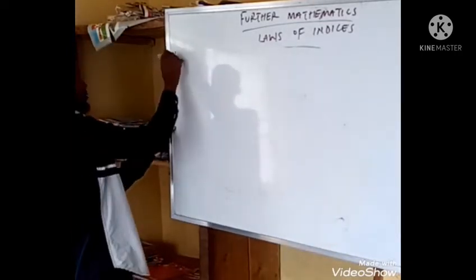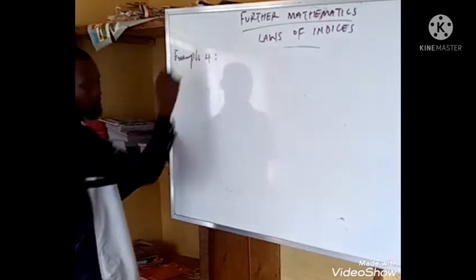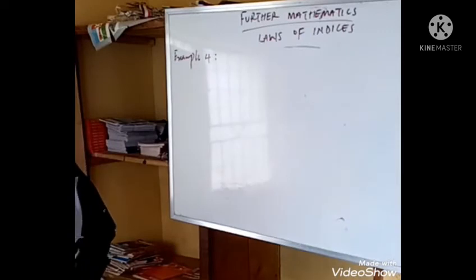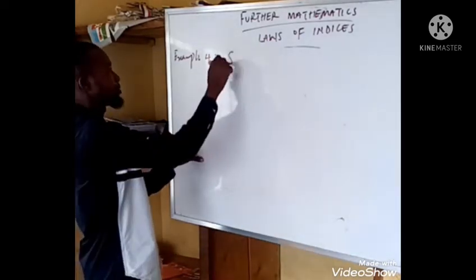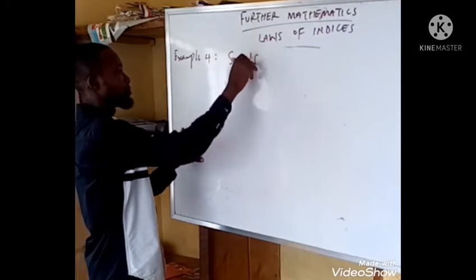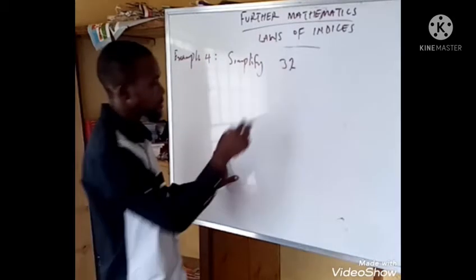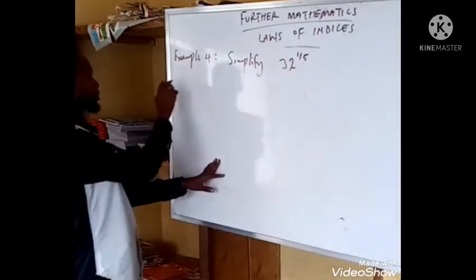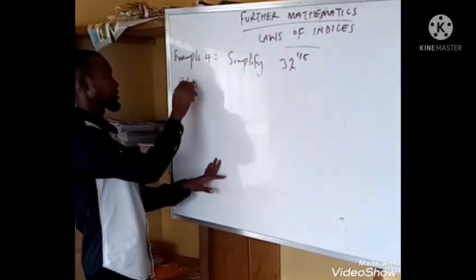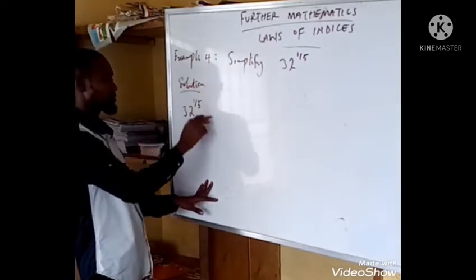Now the next example, that is example 4. What I have there is this. Simplify 32 raised to power 1 over 5. Now solution to this, I have 32 raised to power 1 over 5.